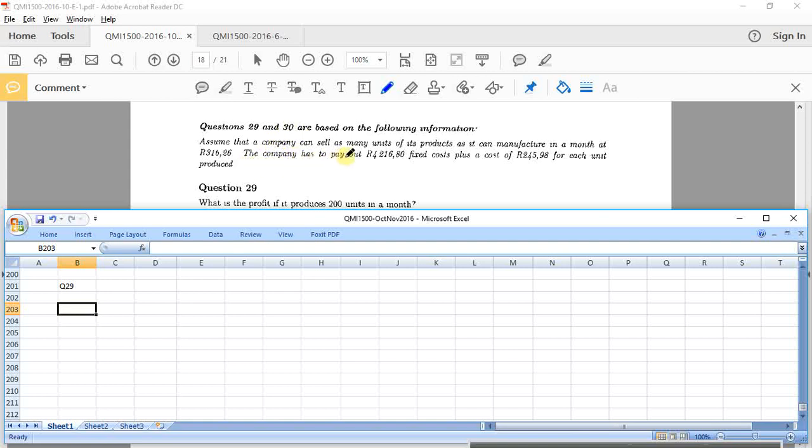Question 29. Assume the company can sell as many units of its product as it can manufacture in a month. So cost would be that. Do you agree? Oh, that's the selling price actually. I'm reading it wrong. So selling price 316,26. The company has to pay fixed costs, FC, of 4216,80, plus a cost for each unit, the variable cost, VC, equals 245,98 per unit.